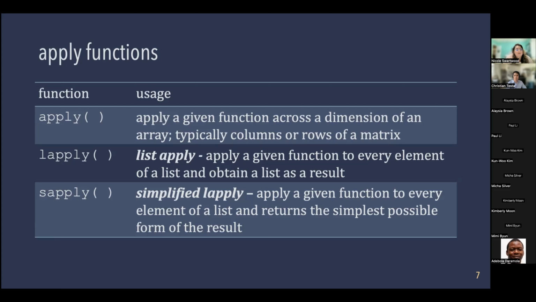Finally, on this list, we have sapply, which is known as a short version for simplified lapply. It works exactly like lapply, applying a function to every element of a list. But instead of always returning a list, it then attempts to return the simplest possible form of the result. To think about that, if we decide to run, for example, the mean of every entry of a list, and then we're left with a single value for each of those elements, it could be preferred to store that in a numeric vector as opposed to a list.